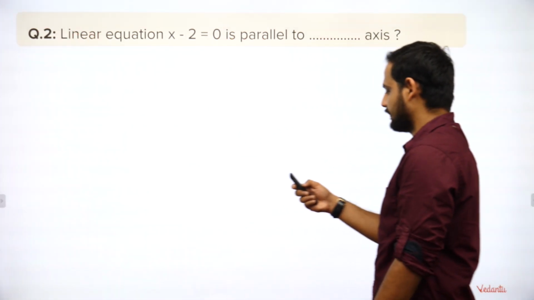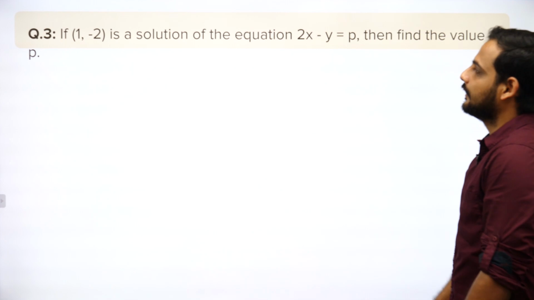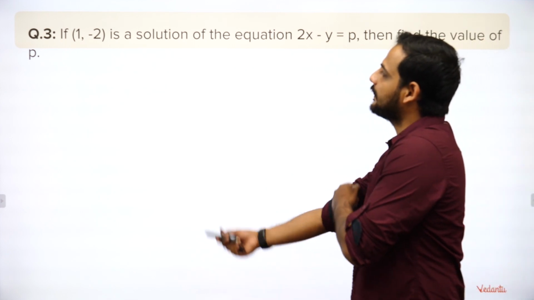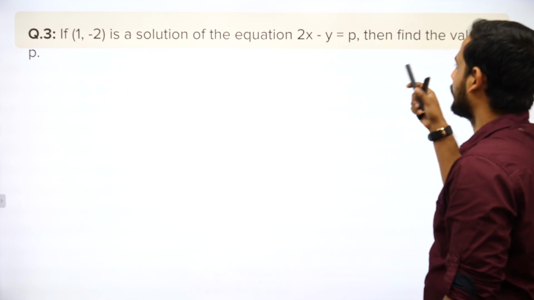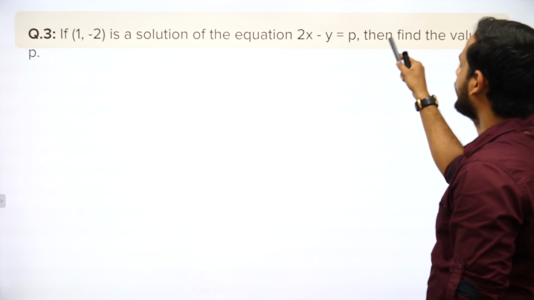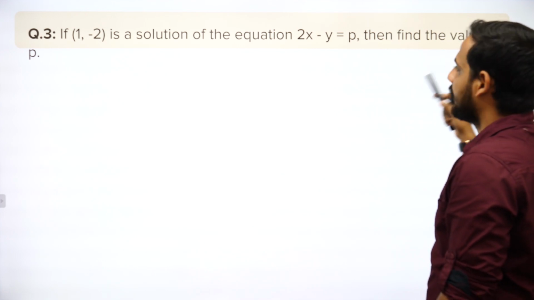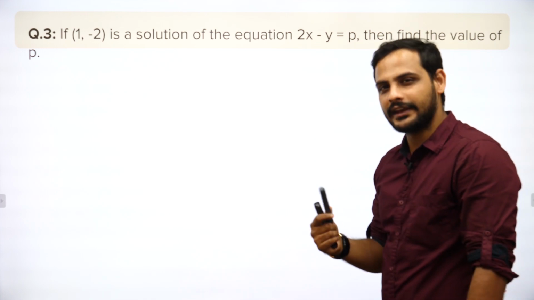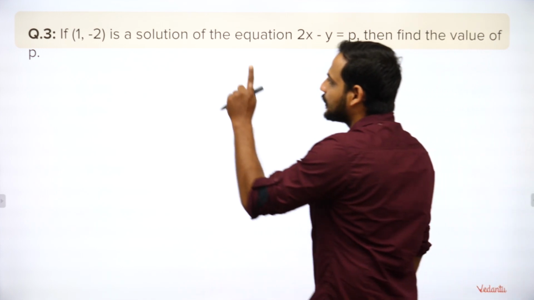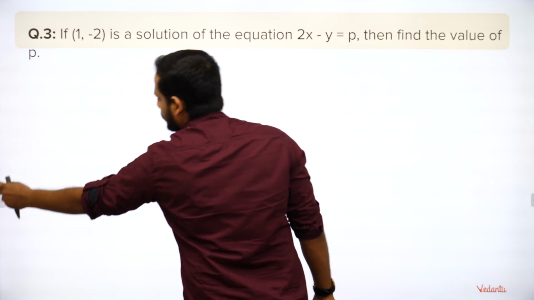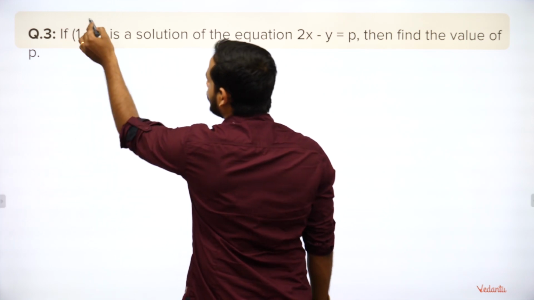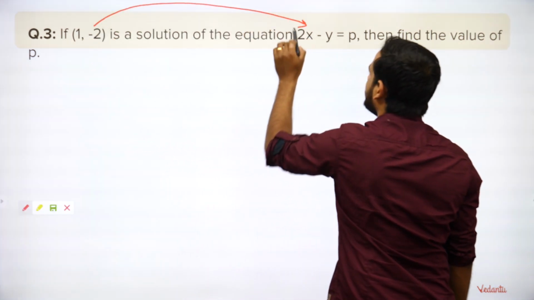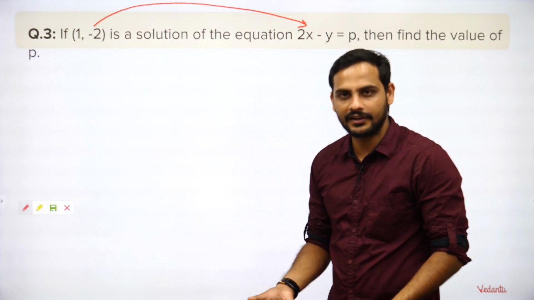The next question is this. If (1, -2) is a solution of 2x minus y is equal to p, then find the value of p. Again, it's a very easy question. If (1, -2) is a solution of this equation, then this (1, -2) has to satisfy this equation. Yes, it has to satisfy this equation.